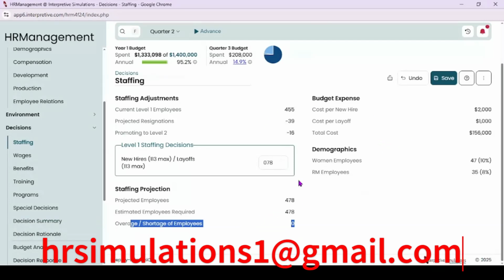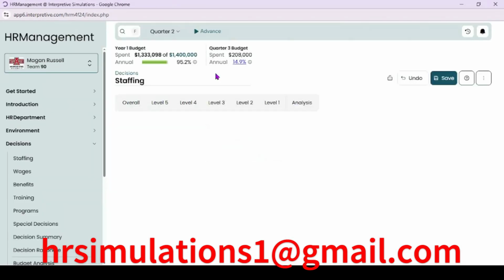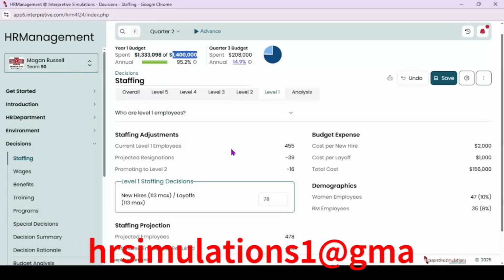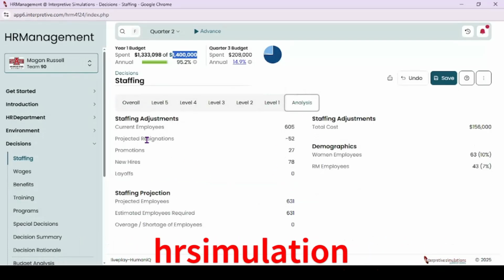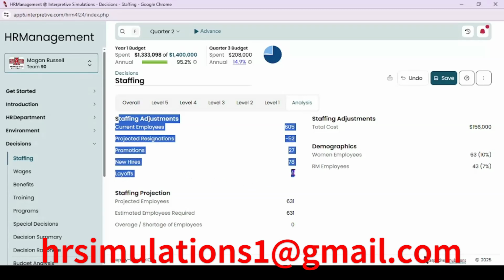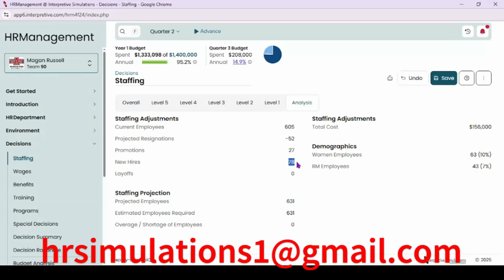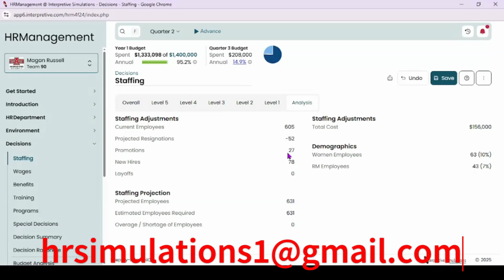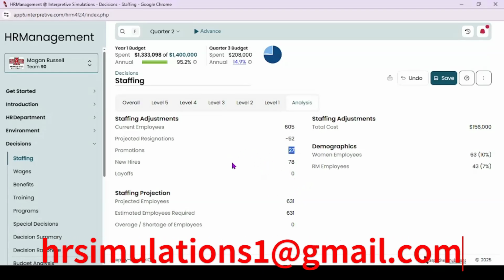So that's all about the staffing department, and I'm going to save our decisions. You can see that at the moment, our maximum spend is 1.3 out of 1.4. So we need to utilize our funds well, so that we can win this simulation. Let's go through the analysis as fast as possible. You can see the staffing adjustments. The new hires are 78, which, remember, are for level 1. So we are hiring new workers for level 1 only. The 27 promotions are the ones that we have promoted from level 1 to level 2, level 2 to level 3, and so on.